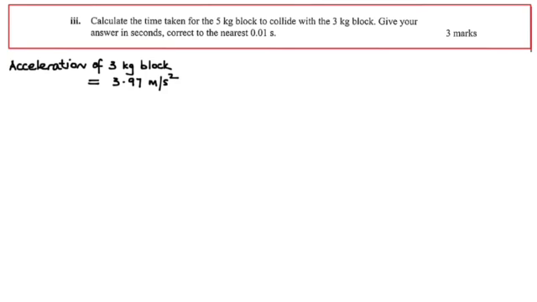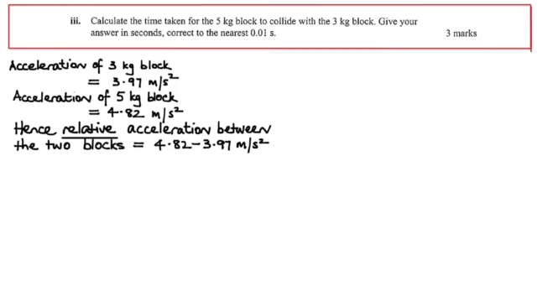It's relative acceleration. So the acceleration of the 3 kilogram block is 3.97 meters per second squared, yes. The acceleration of the 5 kilogram block was 4.82 meters per second squared, and the relative acceleration between the two blocks, as I say, if you were sitting on that first block, you would see the second block accelerating towards you at 0.85 meters per second squared, closing that 3 meter gap as time progresses. And all you've got to work out is the time it takes to close that 3 meter gap when it's accelerating towards you with a relative acceleration relative to you of that.